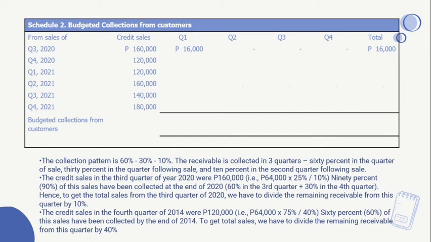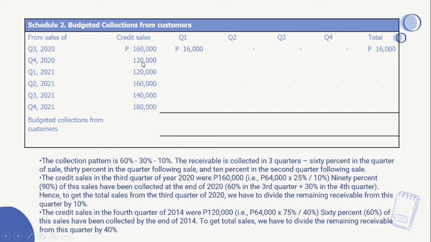Unya, 60% sa quarter 4 sales is collected na siya at the end of 2020. 2020 na siya, ha? By the end of 2020. So, meaning ang remaining na uncollected is 40%. So, 48,000 divided by 40%, we have 120.